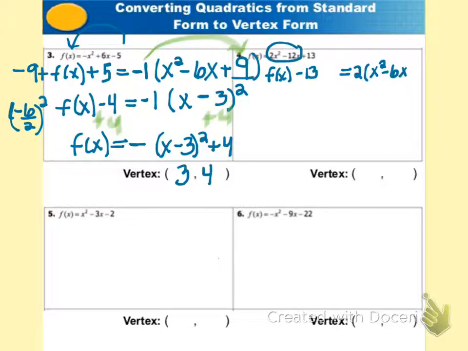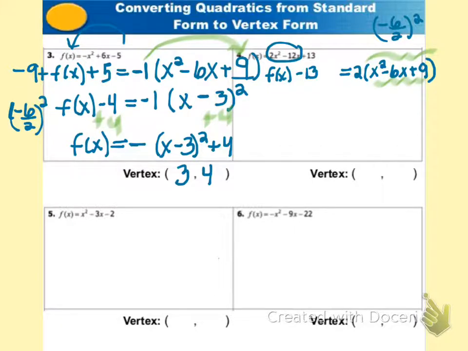So now I'm just going to focus on just this part right here. And I'm going to figure out what I would have to add to make just this part a perfect square trinomial. So again, I think about the b, which is negative 6, divide by 2, and square it. That would give me negative 3 squared, which is 9. So I'd have to add 9 here to make this part a perfect square trinomial.